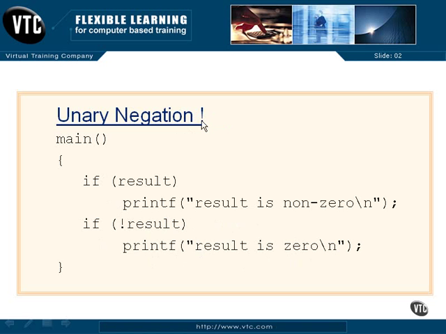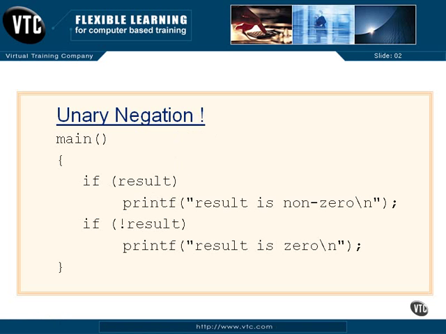Now here we saw this unary negation, or half of it earlier. We saw an exclamation point and an equal sign for not equals. Well, this is a not by itself. The unary negation. We call it unary because it works on a single operand. It doesn't need two things to compare. So it's unary negation. Here we say if this result, and what we're doing is we're trying to see if that variable result is non-zero.